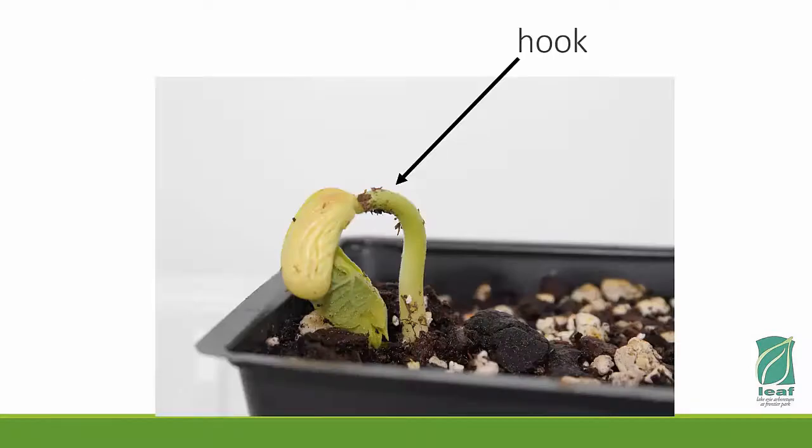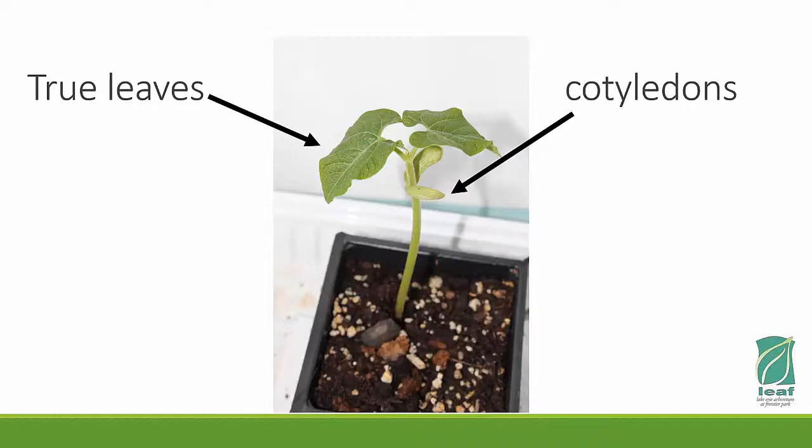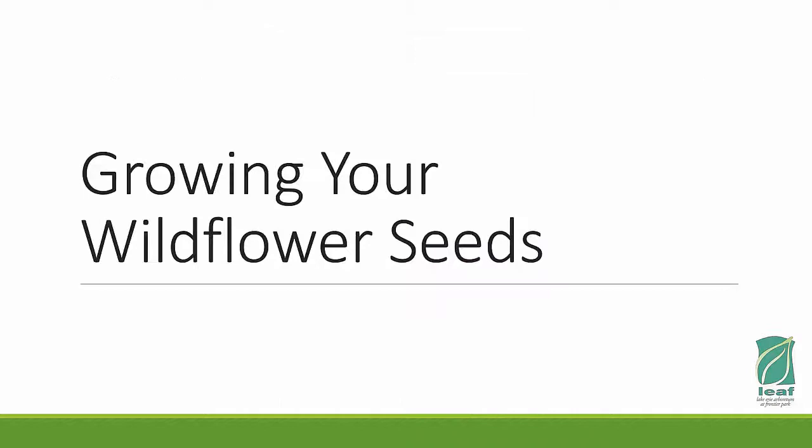Next, the stem emerges from the seed, and it forms a hook that pulls the seed leaves from the soil. The seed leaves are called cotyledon. The seedling begins to straighten out, and the cotyledons will open up. Next, the true leaves and the stem will grow into a new plant.